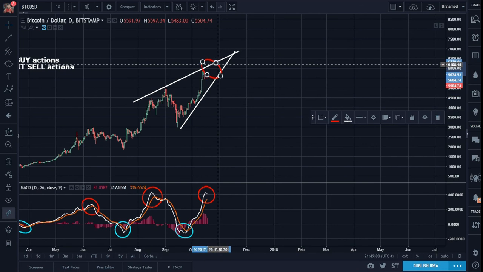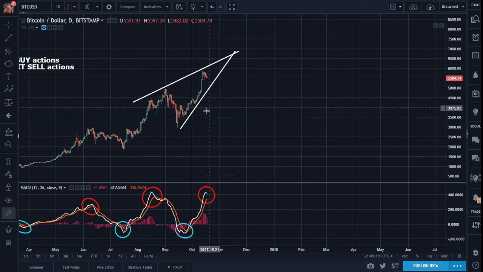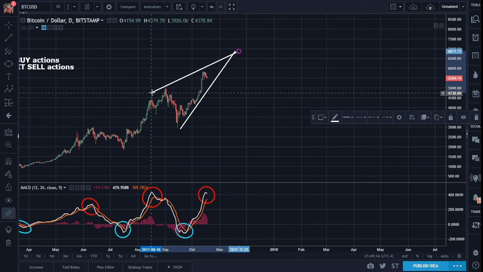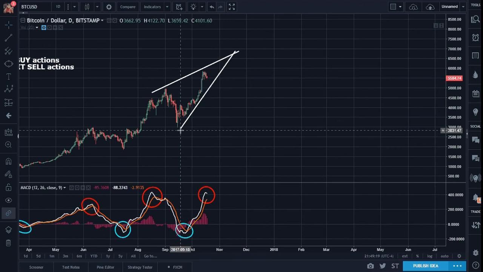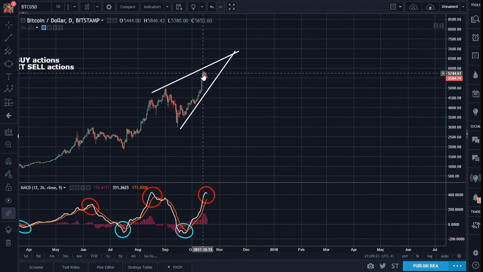Let's get rid of this circle for now. Okay. So it cruised up and ka-chunk, it hit here. It's going to hit here.